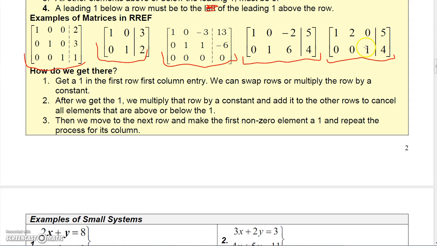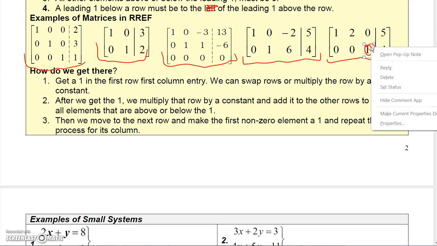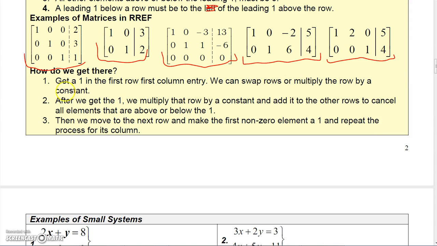Because, for example, if this had been a 0, then this row would say 0 equals 4. And since that can't be possible, we would know that system has no solution.